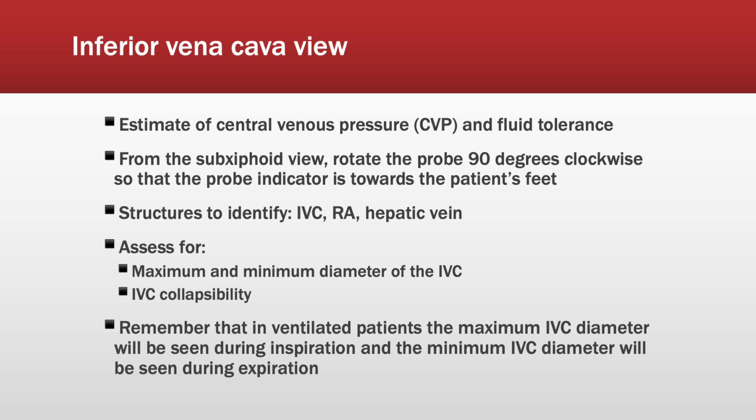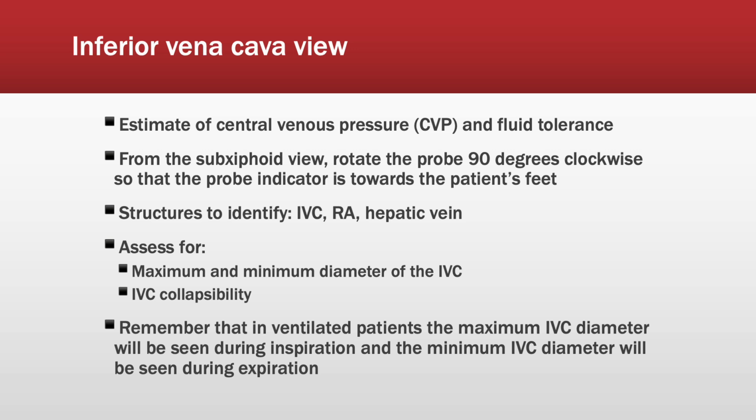You may have to rock the probe slightly upwards so you can actually visualize the right atrium and where the IVC is coming into the right atrium. And you should be able to also visualize the hepatic vein inlet going into the IVC. A proper evaluation in this view entails assessing both the size or diameter of the inferior vena cava and its collapsibility with respiration.